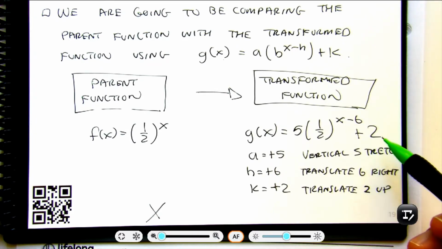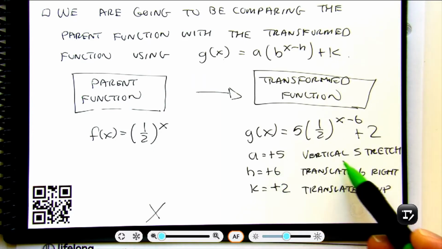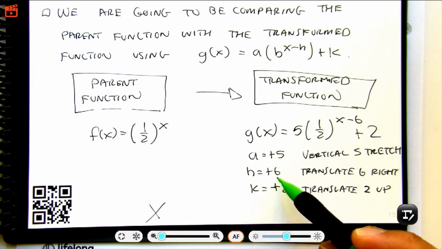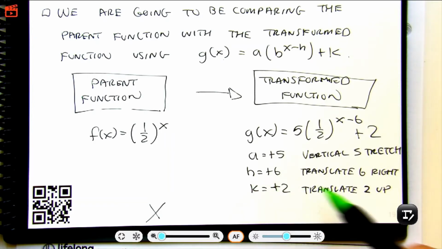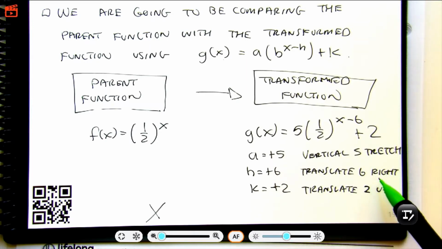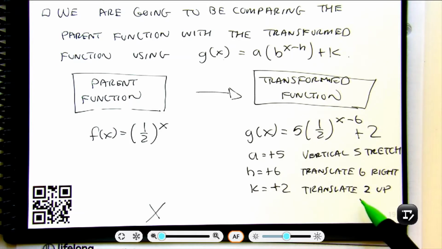Using the same rules that we learned about transformations in lesson 13.1, if a is greater than 1, that's called a vertical stretch. If h is positive, so h is positive 6, that means that we're translating 6 units to the right. And if k is positive 2, that means we are translating 2 units up.